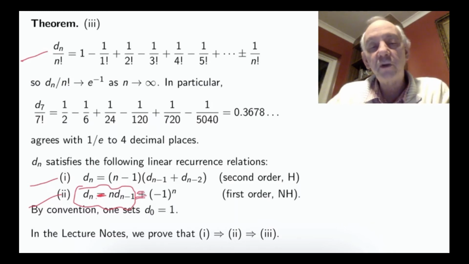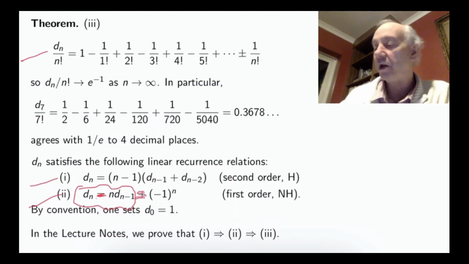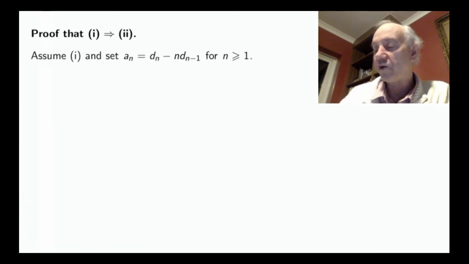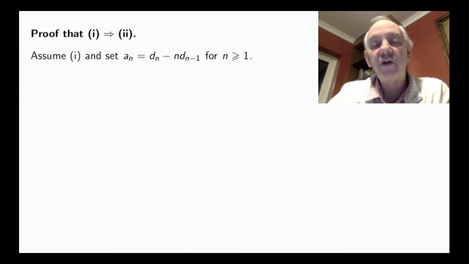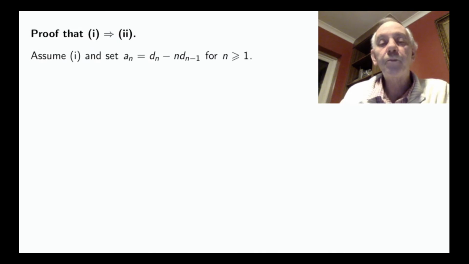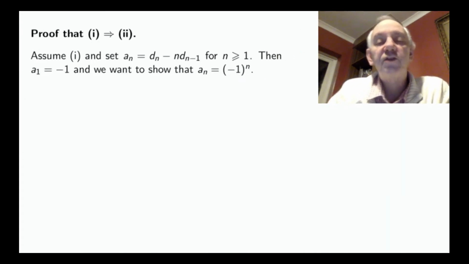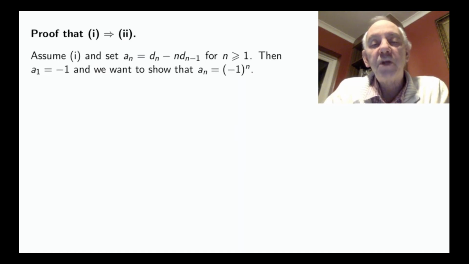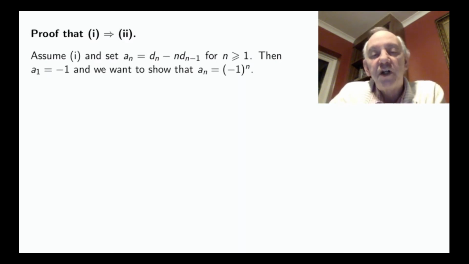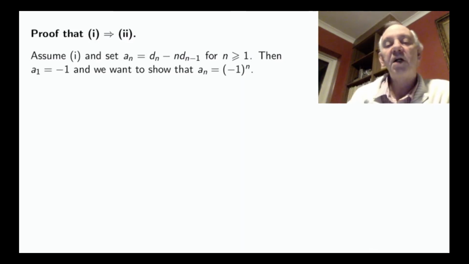That's the same relation. So we want to show that a_n is equal to (-1)^n. That would be the second relation. Having defined a_n to be that, I want to show that a_n is (-1)^n. How do I do that? Well, let's first remark that because we know what d_1 and d_0 are, a_1 is minus 1, because a_1 is d_1, which is 0, minus 1 times d_0, which we define to be 1, so it's minus 1. And we have to show that a_n is (-1)^n.